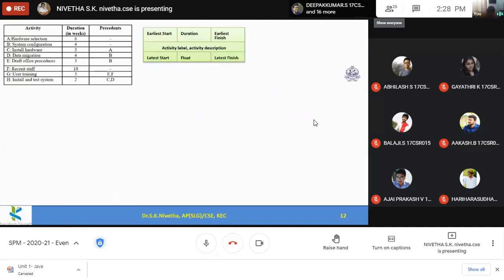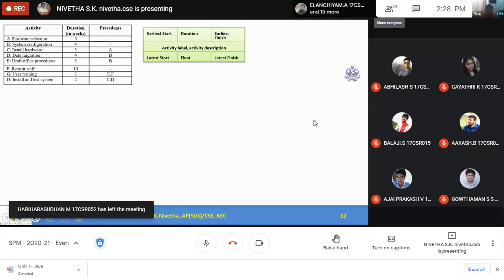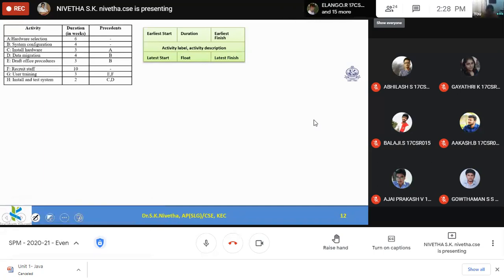Okay. So now, with this example, we shall see how to construct it. Okay. So first we have to construct the precedence network. So in this, you can see A, B, F. These are the starting activities. A, B, and F. These are the starting activities. Immediately we can start without waiting for anything. So I am drawing the network.